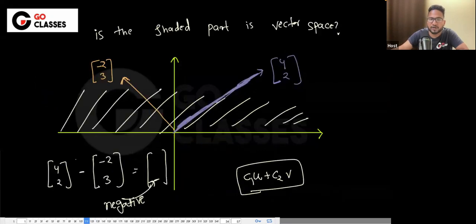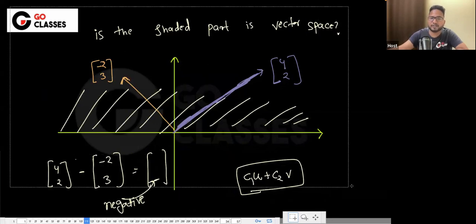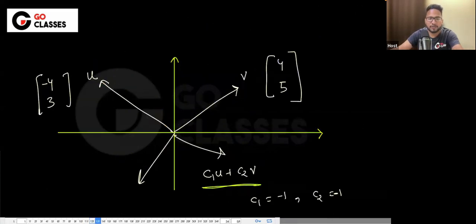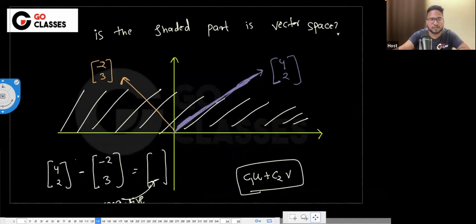So finally, the answer here is this. Is the shaded part a vector space? Then the answer is no, right? So let me just go to the next page and write that the answer is no.